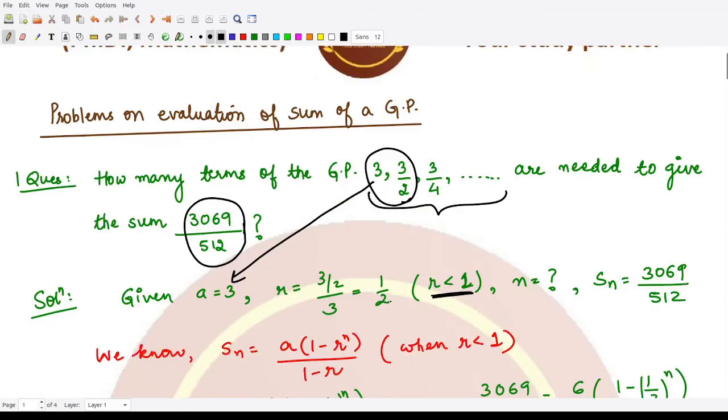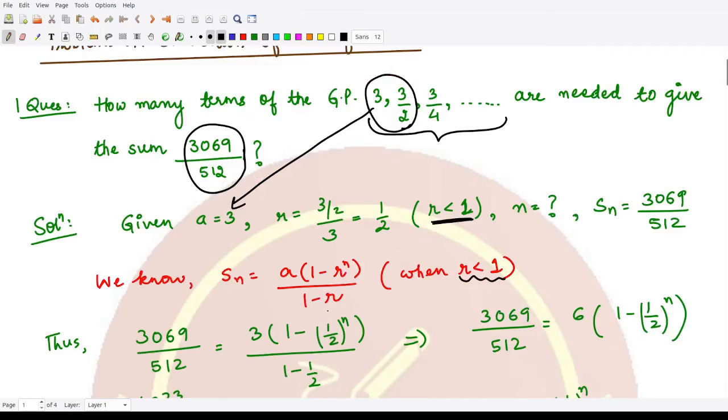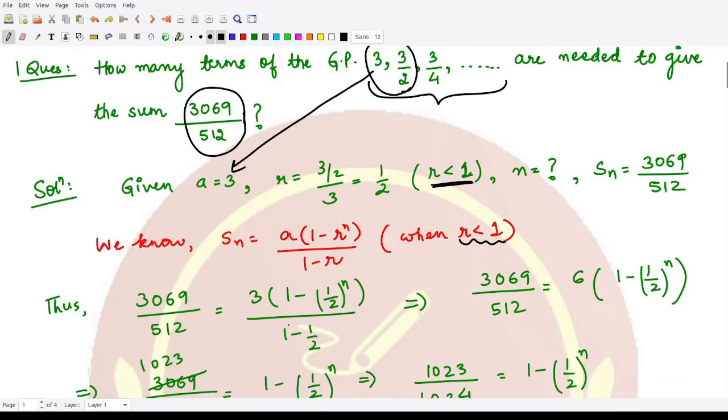So in order to evaluate the value of n here, we will use this formula when r is less than 1. So when r is less than 1, we have the value of Sn as a into 1 minus r raised to power n divided by 1 minus r. So what is the value? The value of Sn is given to us, the value of a is given to us, the value of r is known to us. So we can substitute all the values here and simplify to obtain the value of n.